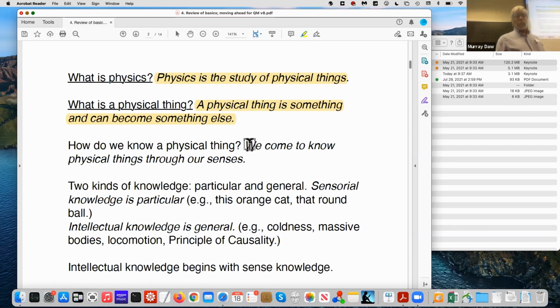So how do you know physical things? Well, you know them through your senses. I mean, that's pretty obvious, but yes, sir. Okay, remind me your name. Cam. Yes, sir. Thank you. Aren't there physical things that cannot become something else? No, that's the definition of a physical thing. Can you give me an example of what you might be thinking of?